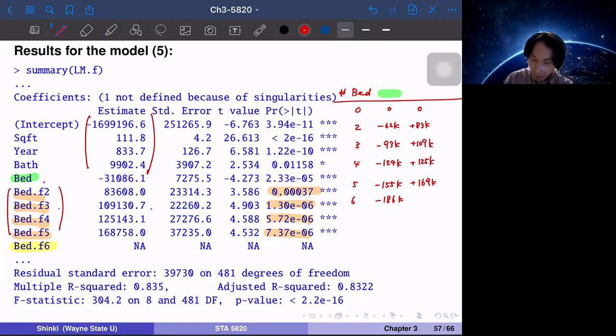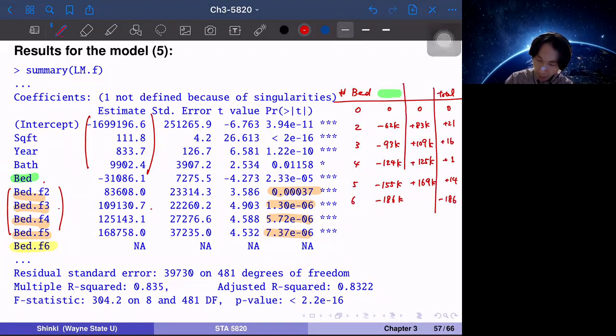So the total impact of the bedrooms, for 0 bedrooms, this is 0. This is negative 62 plus 83, so positive 21K. And this is positive 16, so 16,000, and a positive 1. And this is positive 14. And this is strange, but for 6 bedrooms we don't have any value, so negative 186. So this is the total impact.